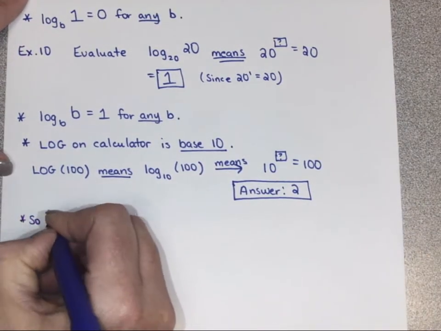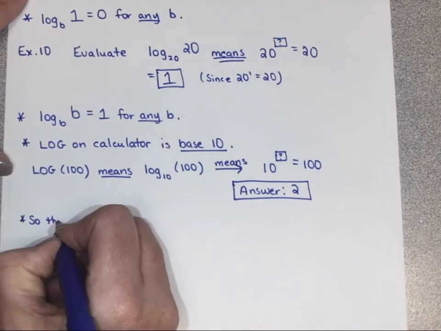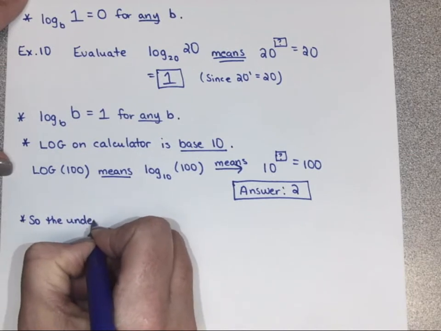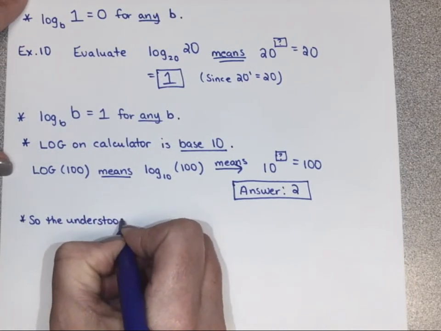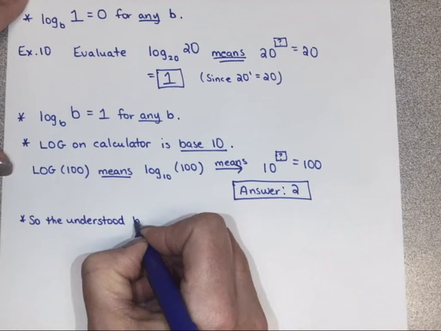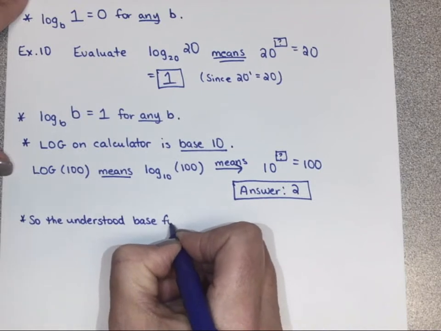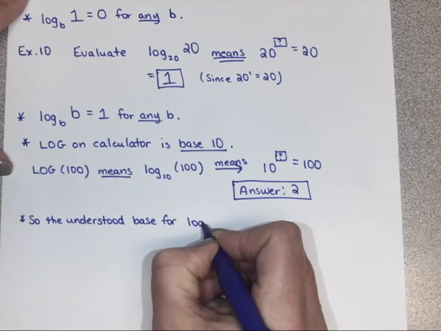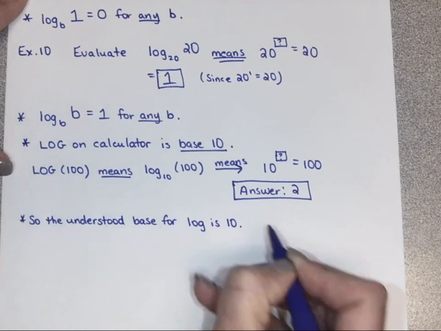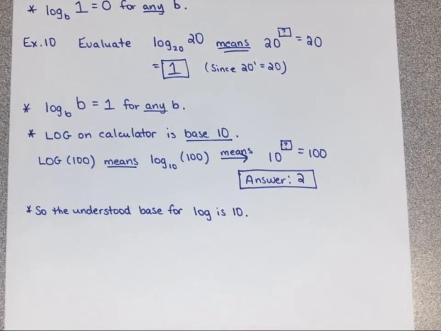Okay, so just to be clear, the understood base, when you're not given one, when it's not written down, the understood base for log is 10. So if you're asked to evaluate a problem and it just says log of 1,000 and it doesn't give you a base, we're going to assume that the base is 10. Okay?